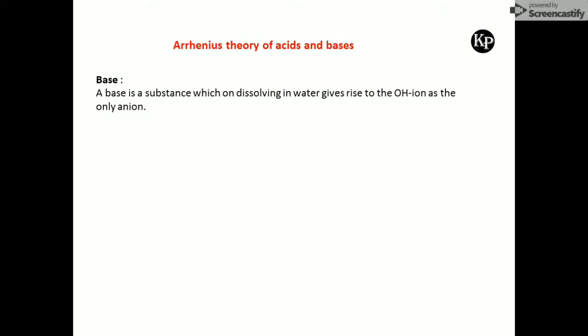Then in the case of base, a base is a substance which on dissolving in water gives rise to the OH minus. In the case of acid, after dissolving in the water, what happens? H plus. Acid is the one which gives H plus ions, but bases are the compounds which give OH minus ions, and those OH minus ions are nothing but the anions. So anions are the ions which have a negative charge, that are called anions.